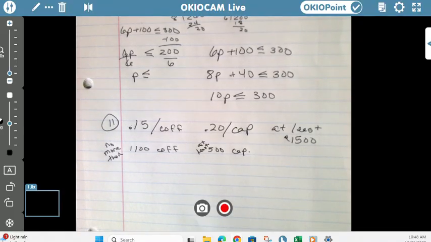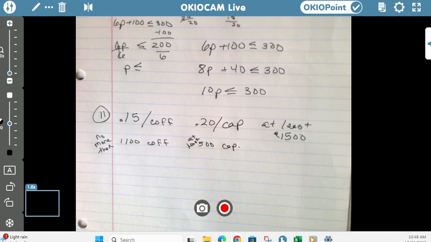Alright, so here's the setup. Starbucks is selling coffee and cappuccino. Pay attention. Take notes. The coffee is 15 cents a serving. The cappuccinos are 20 cents. They want to make at least $1,500. They can sell no more than 1,100 cups of coffee and at least 500 cups of cappuccino. We have to select all of the true expressions and inequalities for this situation.